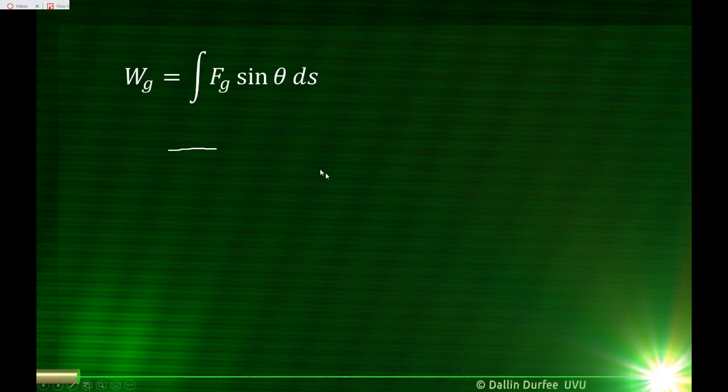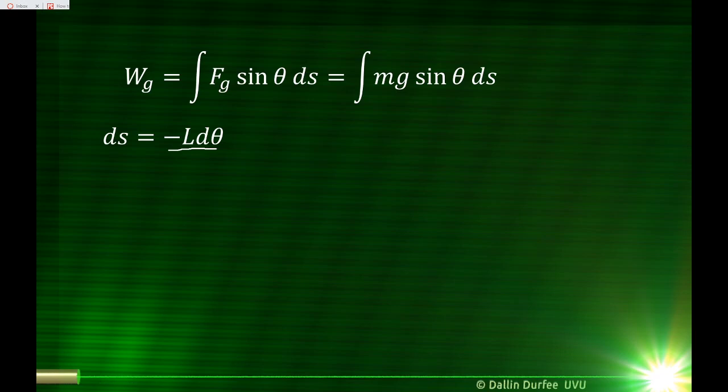Now, here's the integral from the previous page. I've just brought it forward. The magnitude of the force due to gravity is just mg, so we plug that in there. But theta is changing as we integrate, so I need to write theta in terms of s or s in terms of theta. A little piece of arc, when I change theta by a little bit, is just equal to the radius times d theta. So ds is just the radius, which is L, times d theta.